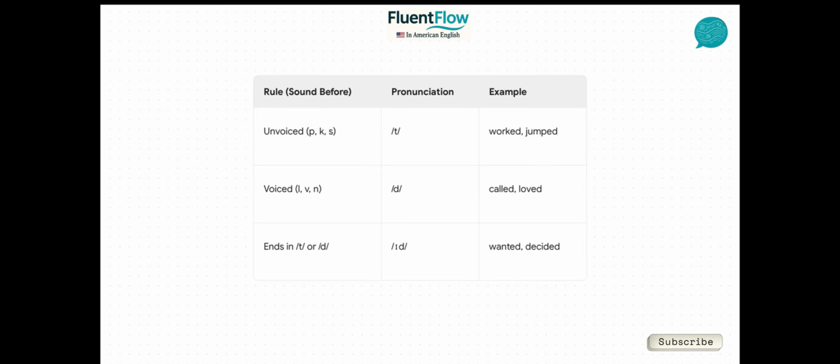Oh man, the ed ending for past tense verbs. This is such a classic trap. So many people want to just add an extra syllable, like saying "work-ed." But nope, there are actually 3 different ways to say it, and it all depends on the sound that comes right before it.